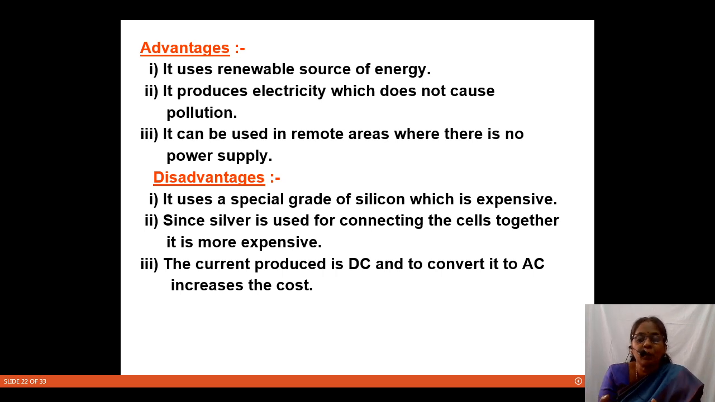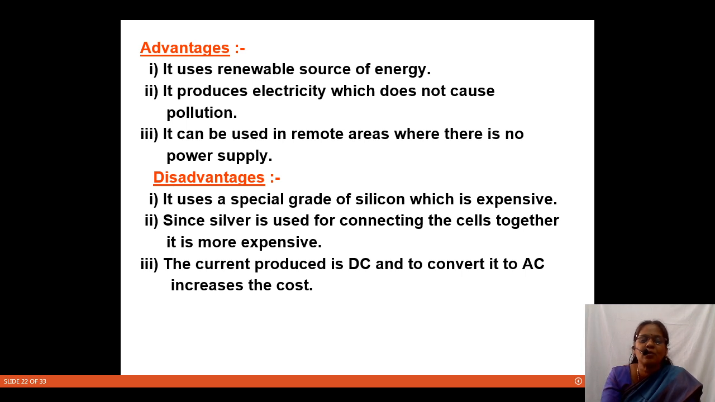So now we want to prepare one solar panel, a grouping of solar cells. We have to connect two solar cells together with the help of silver. That silver is also very costly, so it becomes more expensive.